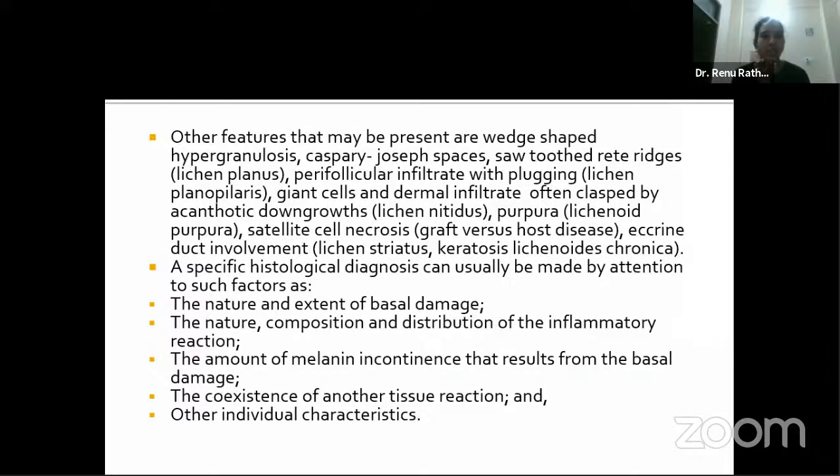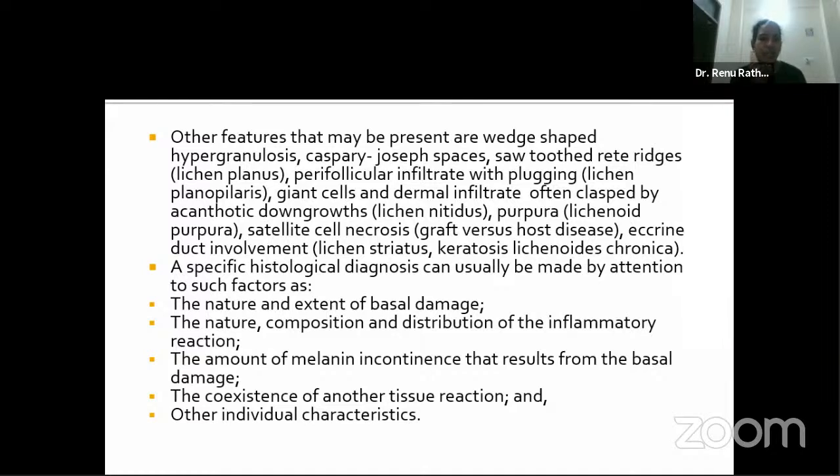Other features that may be present are wedge-shaped hypergranulosis, Max-Joseph spaces, and sawtooth rete ridges. These features are seen in lichen planus. Perifollicular infiltrate with follicular plugging will be seen in lichen planopilaris. Giant cells and dermal infiltrate, often clasped by acanthotic downgrowths, will be seen in lichen nitidus.